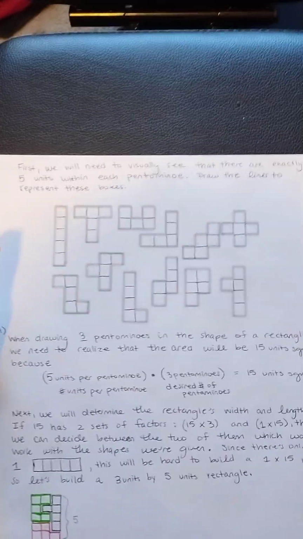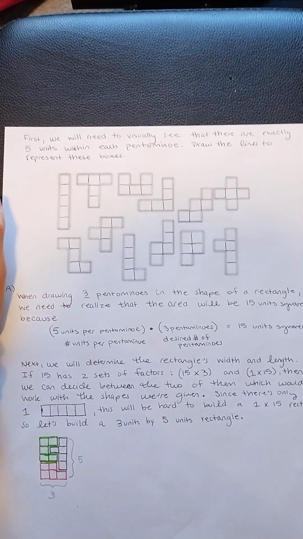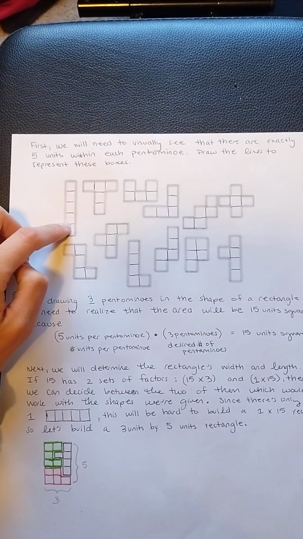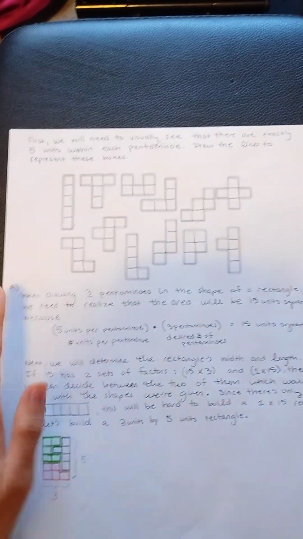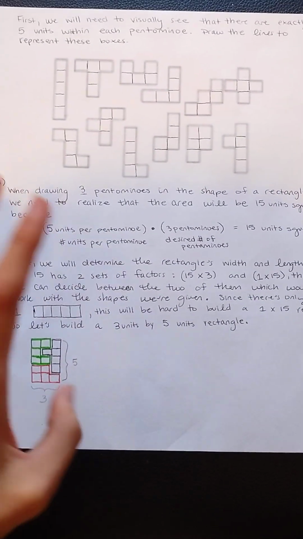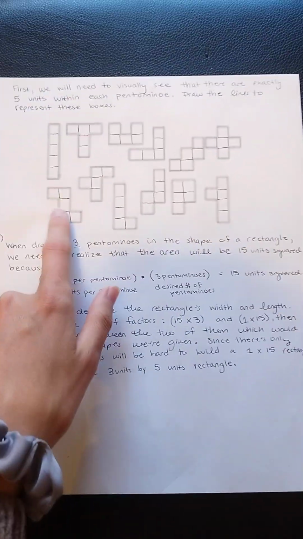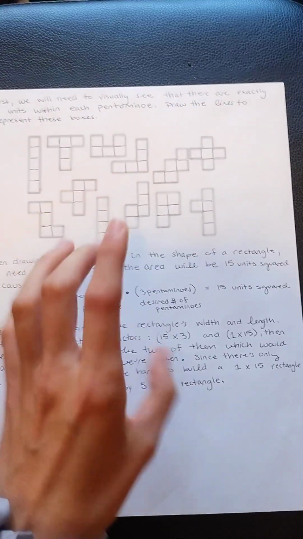So first, I wanted us to visually see that there are exactly 5 units within one pentomino. So I drew lines to represent this. And then we're going to form our first rectangle using 3 pentominoes. I have to figure out which shape is going to correctly match with the other shapes in order to form a rectangle, a 4-sided figure.